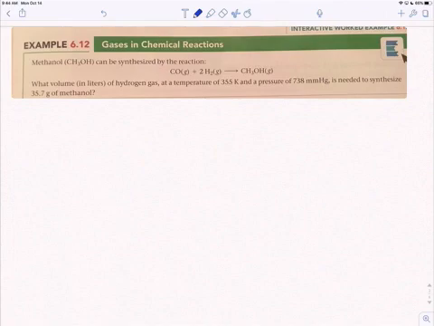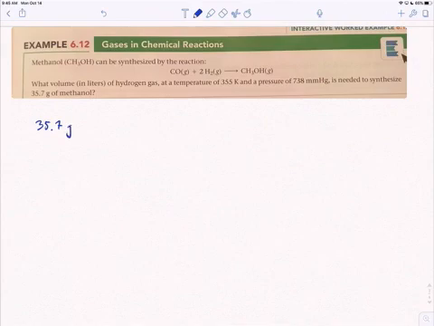So by dimensional analysis, how are we going to start? We can start with the mass of methanol and figure out the moles of methanol. From the moles of methanol, we can figure out the moles of hydrogen that we need. And then with the moles of hydrogen, we can use the ideal gas law to get the volume. So we're taking the stuff from chapter 5 and combining it with the stuff from chapter 6. So let's go ahead and do this.